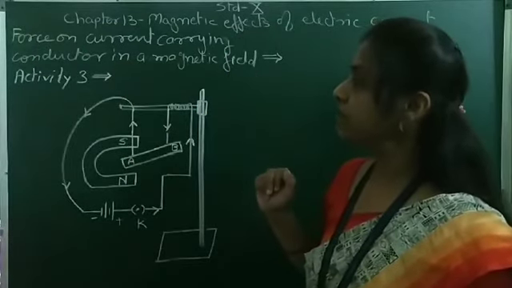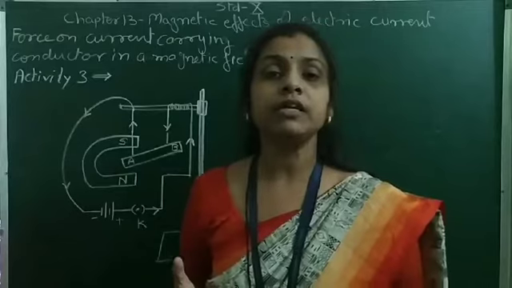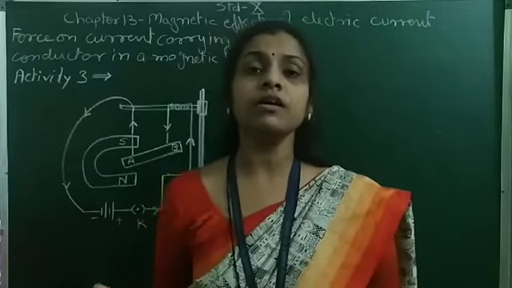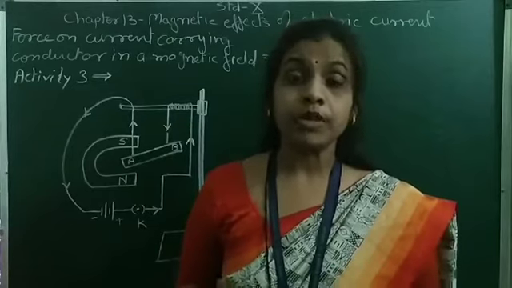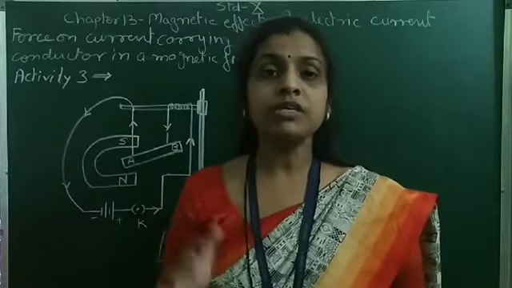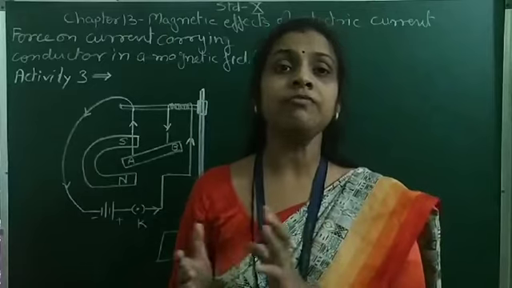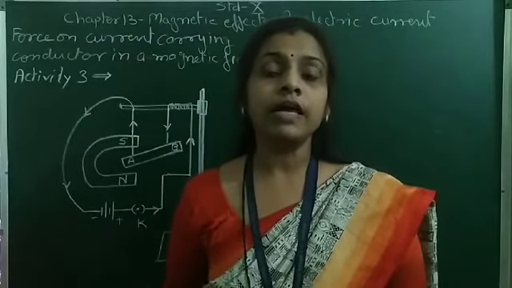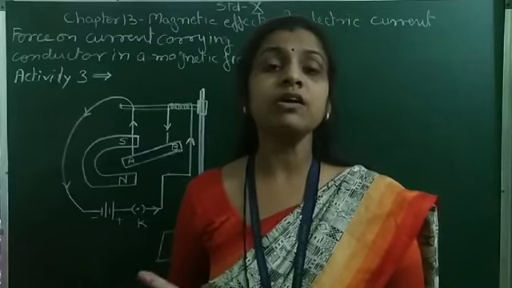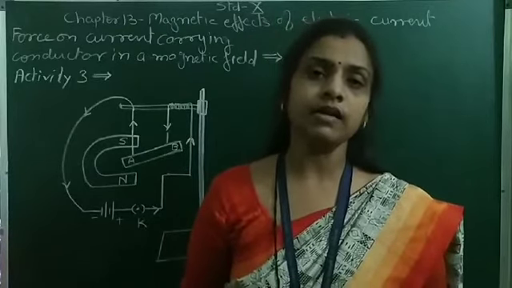in a magnetic field. In the previous two activities, we have seen that whenever electric current flows through a conductor, it produces a magnetic field. But in this activity, we will see the exact reverse, that is, the magnetic field exerts an equal and opposite force on a current carrying conductor.